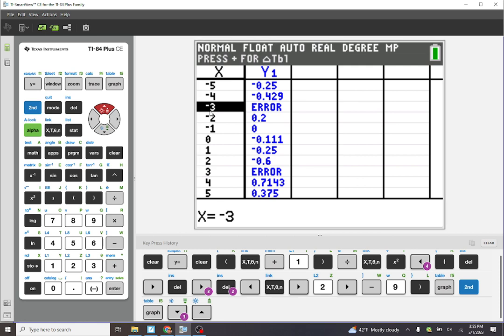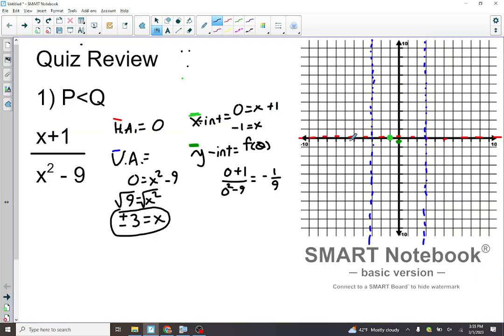By the way, why is there an error at -3? Because that's where the asymptote is. Good, perfect. That's where our asymptote is, also at +3. So in this case, over here, I can see -4 is at -4.429, which means it would be somewhere like here.